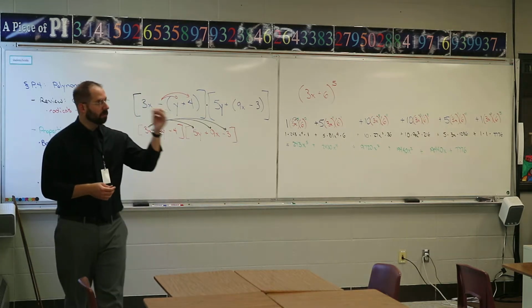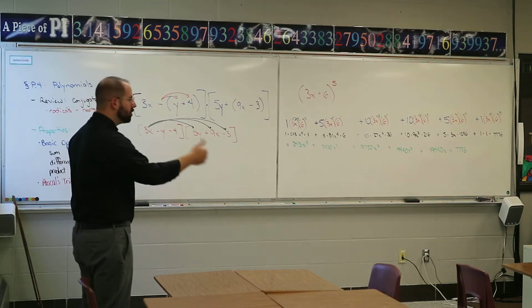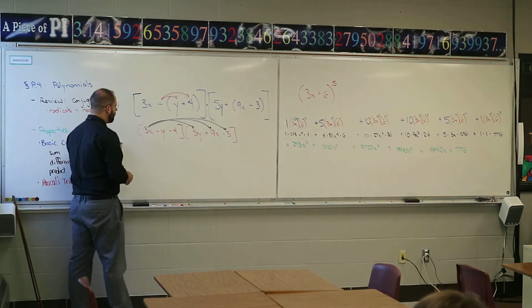9. Because you have 3 in the first parenthesis and 3 in the second, 3 times 3 should be 9. There should be 9 items written across. If I'm color coding here, 3x times 5y is 15xy.